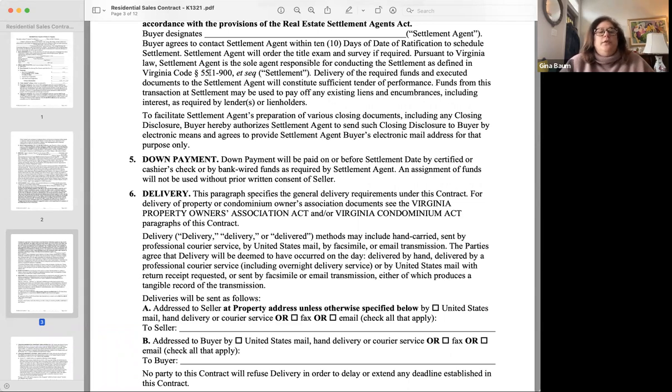Settlement agent will order the title exam and survey if required pursuant to Virginia law. Settlement agent is sole agent responsible for conducting the settlement as defined in Virginia Code 55.1-900. Delivery of the required funds and executed documents to the settlement agent will constitute sufficient tender of performance. Funds from this transaction at settlement may be used to pay off any existing liens and encumbrances, including interest as required by lenders or lien holders.